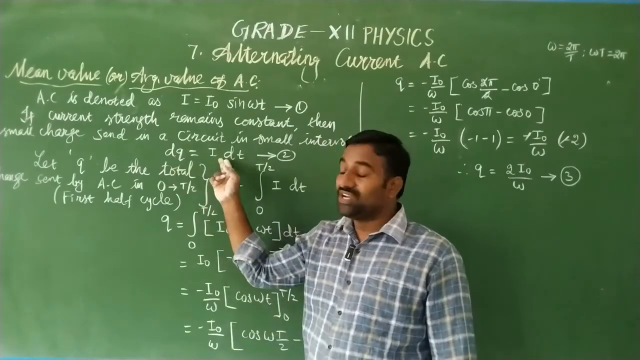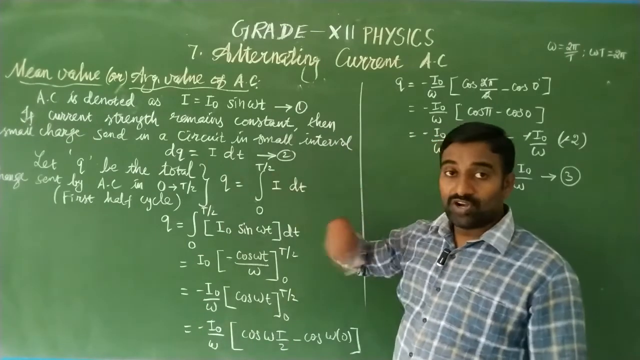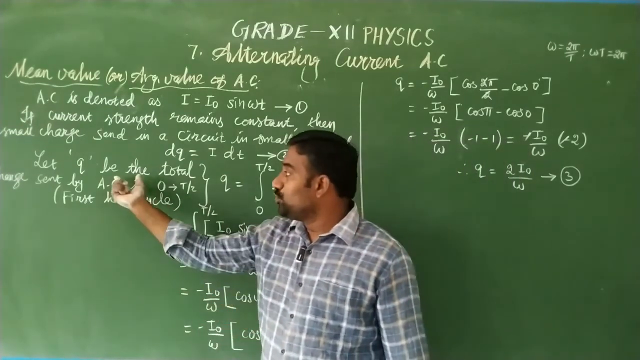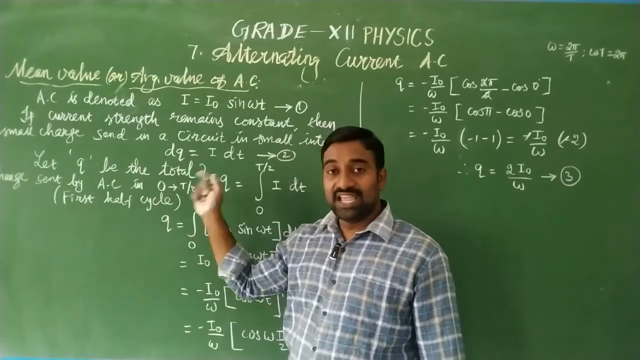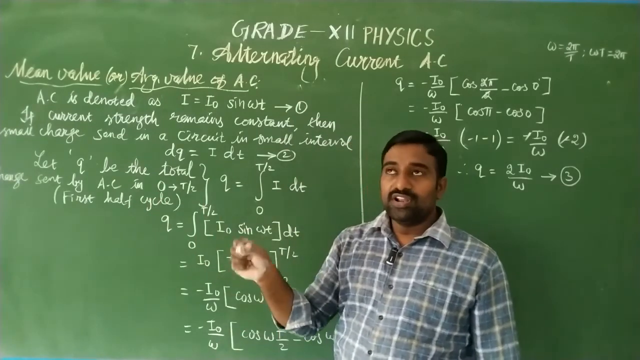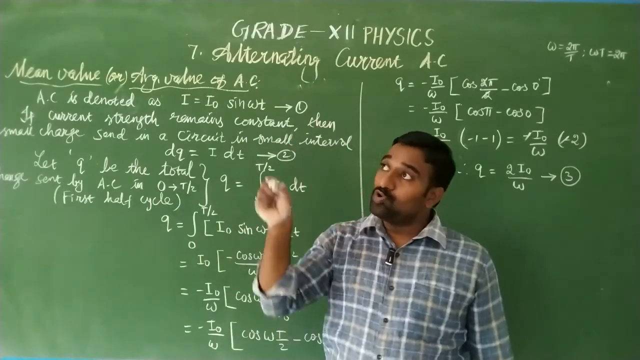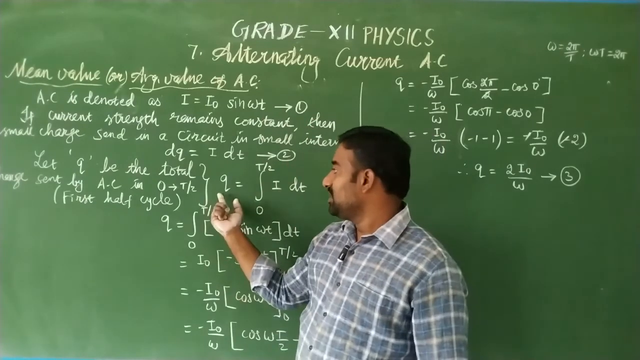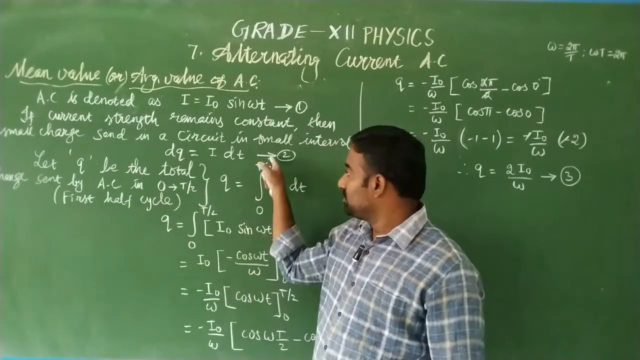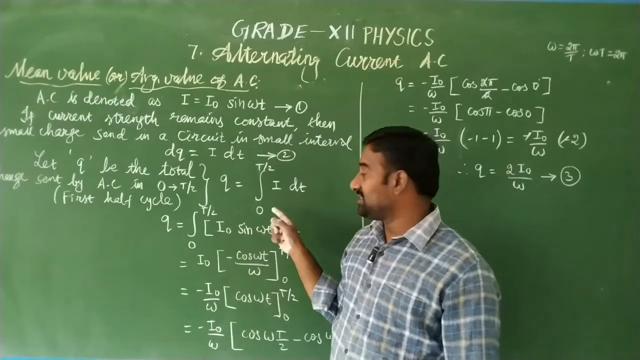Therefore, dq is equal to I into dt. So the total charge enclosed in the circuit, let q be the total charge sent by AC in the first half cycle. So from 0 to T by 2 cycle, how much total charge has flowed? That is the limit, 0 to T by 2. So integrating for an entire first half cycle.